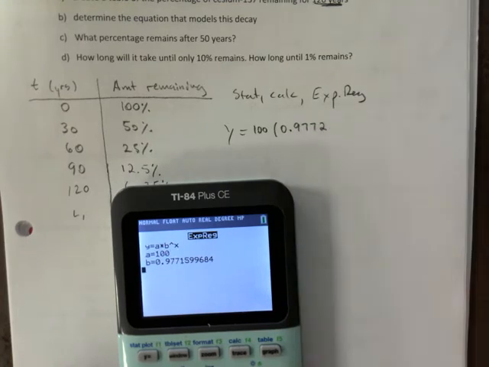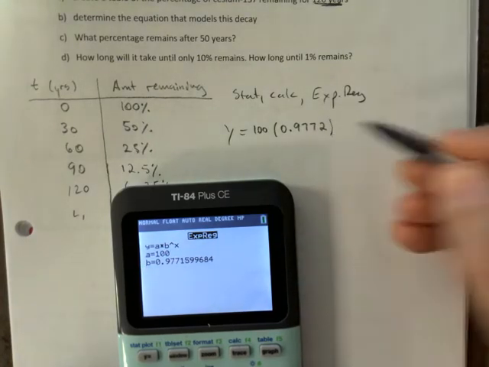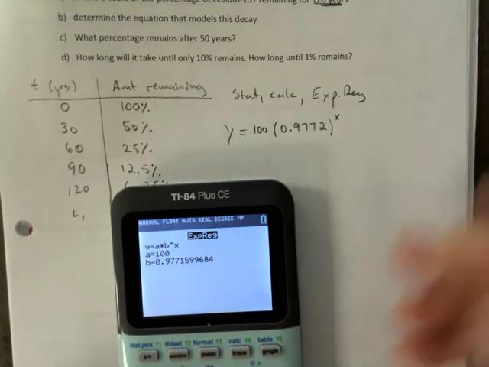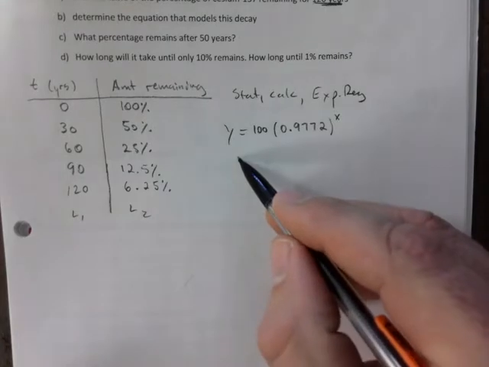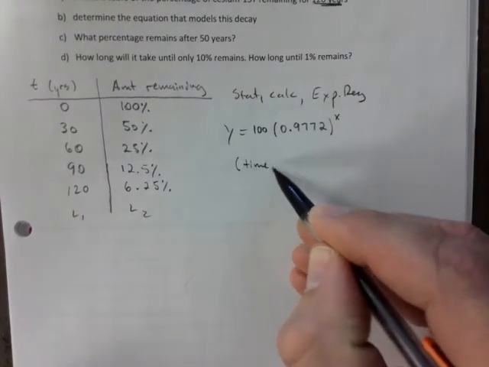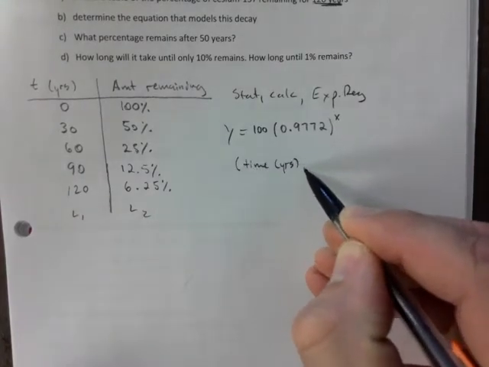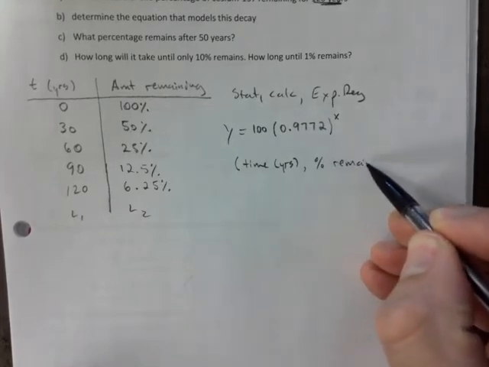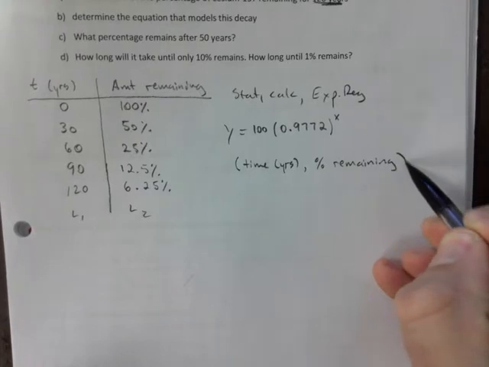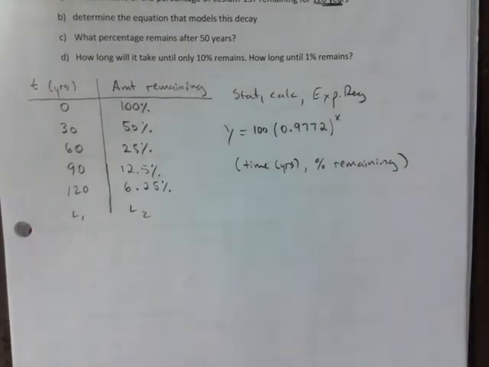I'm going to go like this, round it to 4 decimals, and I'm going to go to the power of x. Where I'm going to just make sure I understand that this is time in years, comma, percentage remaining. That's what every single point on this graph is going to talk about.